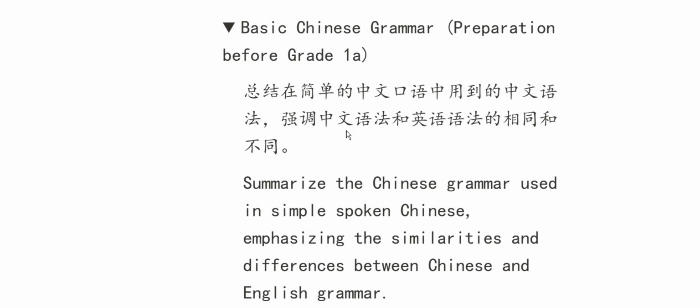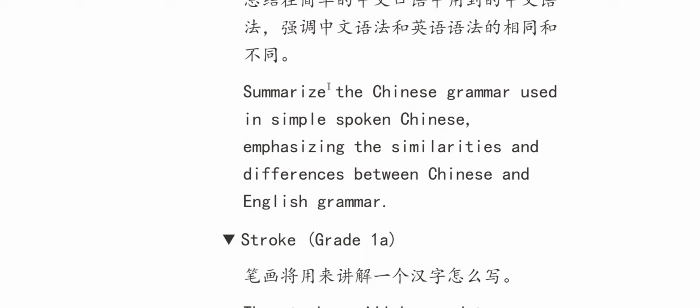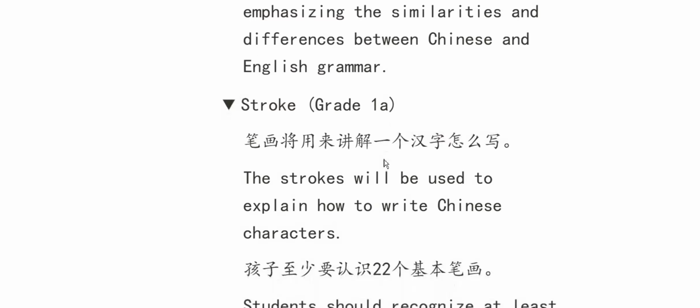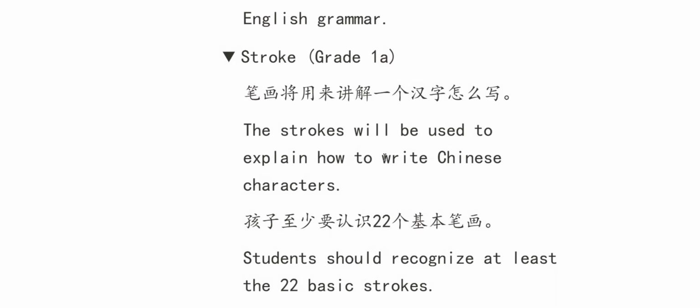After simple spoken Chinese, we will summarize some basic Chinese grammar. This section is also a preparation before grade 1A. We will summarize the very basic Chinese grammar used in simple spoken Chinese, emphasizing the similarities and the differences between Chinese and English grammars. And after that, we can enter grade 1A.